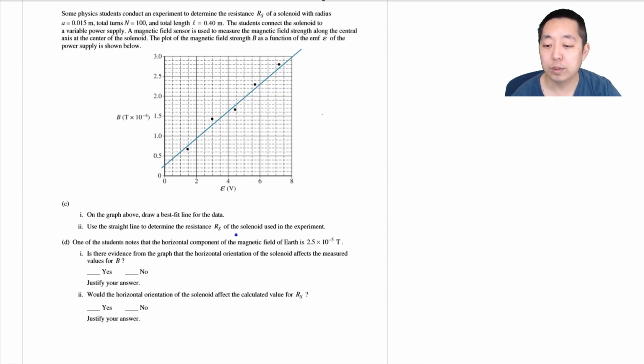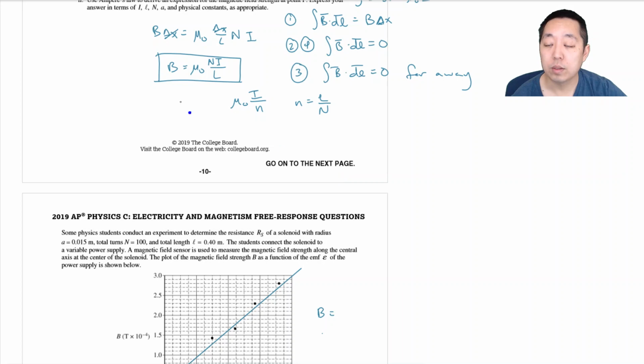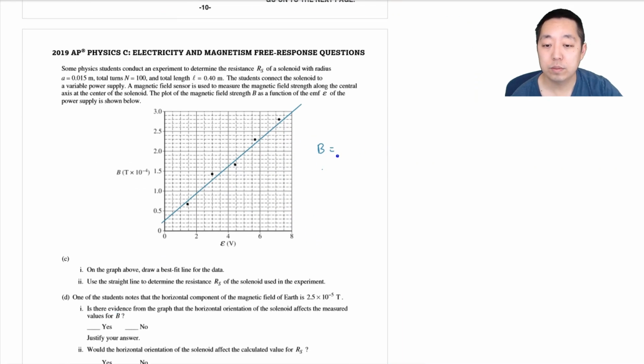Use a straight line to determine the resistance Rs. So, first of all, let's sort of derive what Rs is. We measure the magnetic field strength. And so what was our equation we used? The equation was mu naught N I over L.